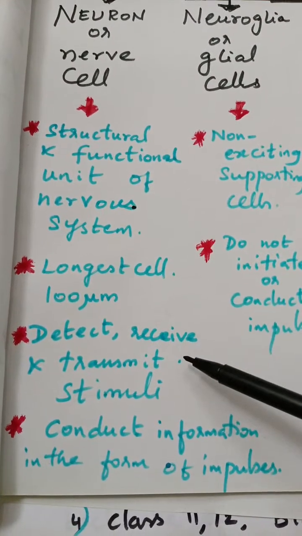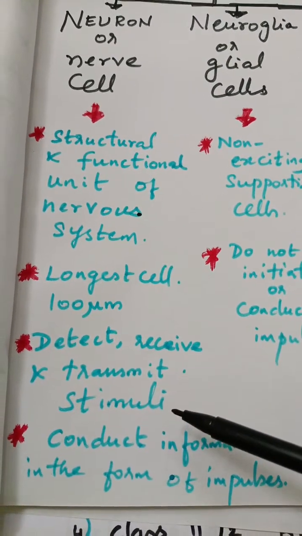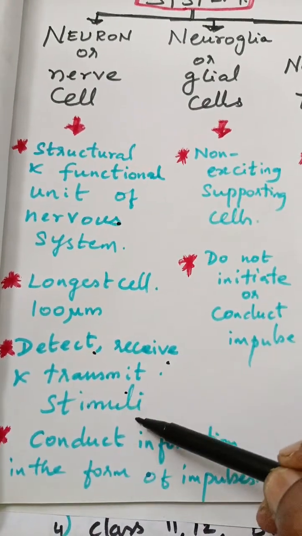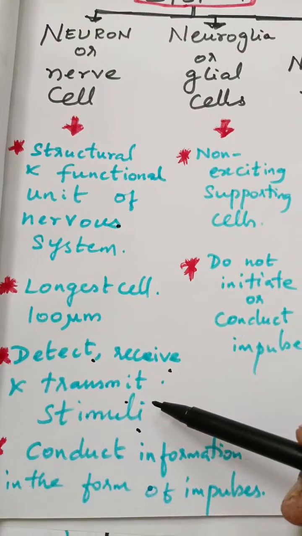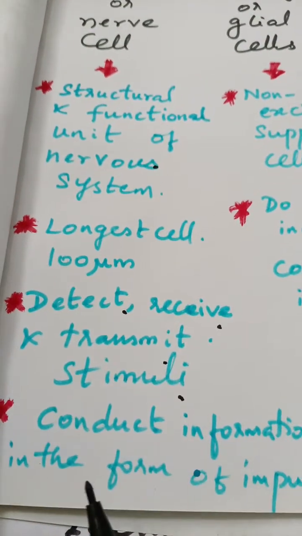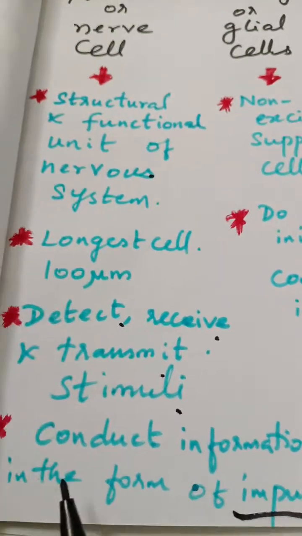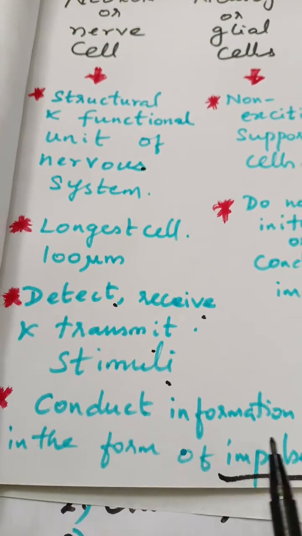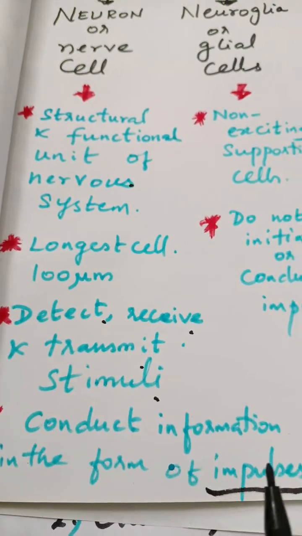And what is their function? They will detect first, they will receive, and then they will transmit the stimulus from one neuron to another neuron. That is nerve transmission, we can say. And not only that, they will conduct the information from one neuron to another neuron in the form of impulse. That's known as the nervous impulse.